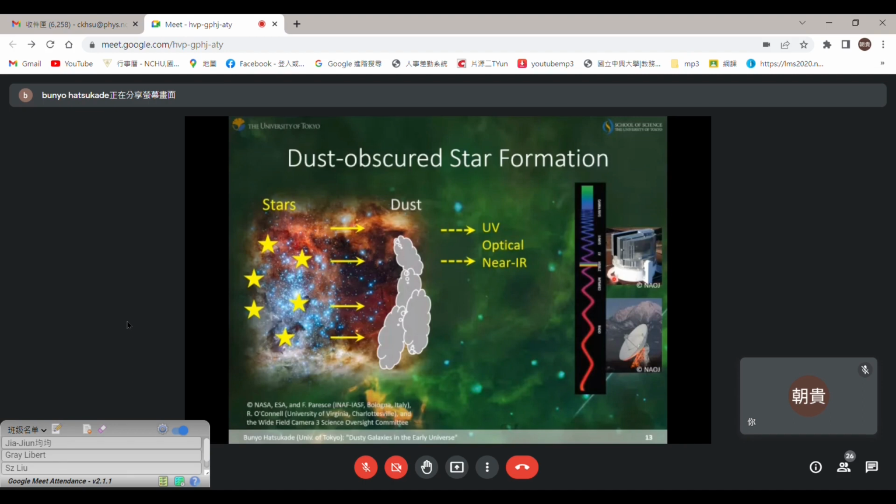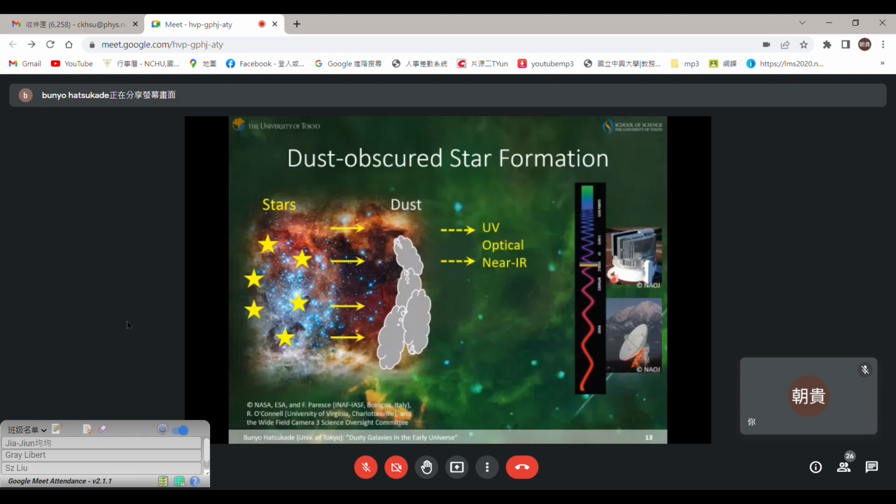However, the dust itself gets energy from the emission from stars and then re-emits radiation at longer wavelengths such as far infrared, submillimeter, and millimeter wavelengths. So by using observatory telescopes or instruments at these longer wavelengths, we can detect the emission from dust, so we can trace the existence of dust. So we can calculate the amount of dust between the stars and observers.